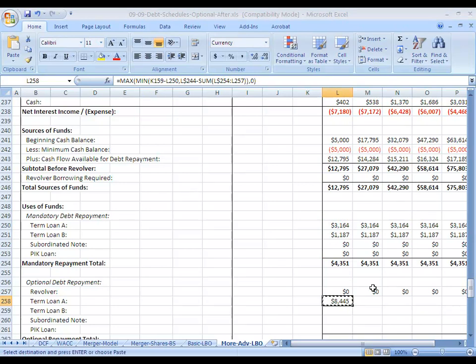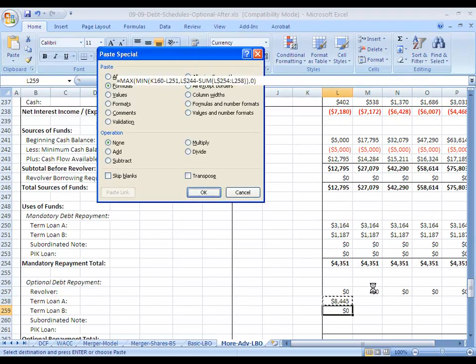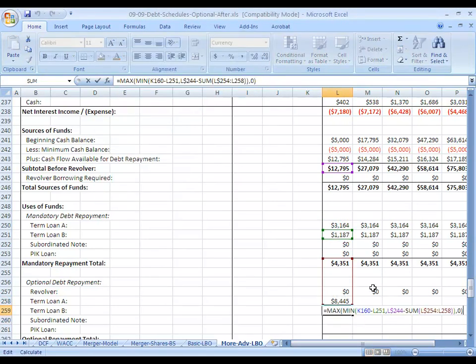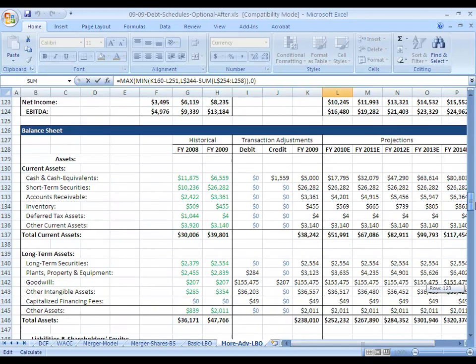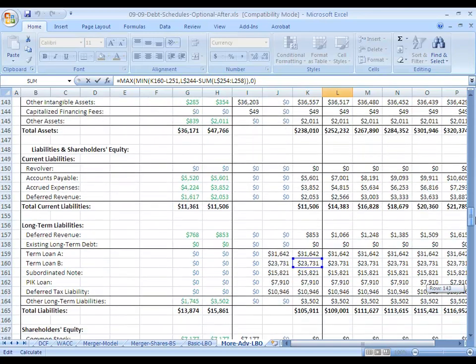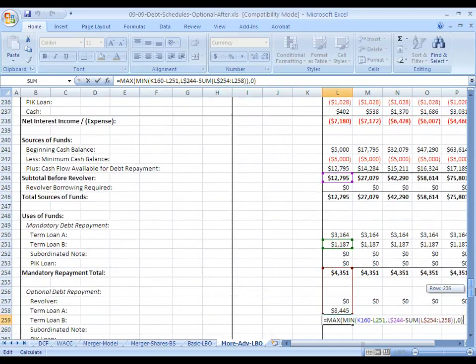I'm going to copy this formula down one row. And I'm just going to press F2 to make sure everything here copied correctly. So it looks like our sum formula has changed appropriately. We are still being linked to the subtotal before revolver. And then it looks like the L251 cell is being linked to here. That's the mandatory repayment on term loan B. And then K160 going up to the balance sheet is term loan A. So it looks like everything there has been linked correctly.